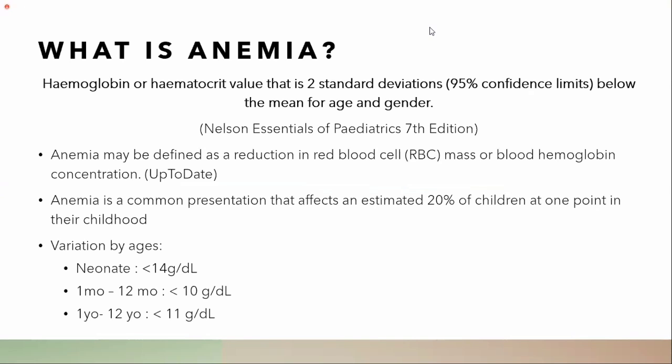So what is anemia? Based on the Nelson, the definition is that anemia is a hemoglobin or hematocrit value that is below 2 standard deviations for the mean age and gender, which means that the hemoglobin level is varied by age and also gender.